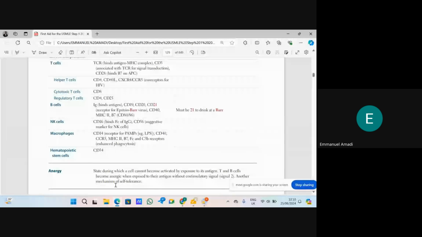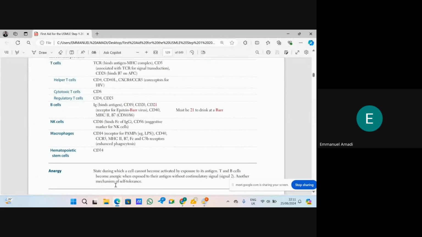Now, when you talk about your natural killer cells, the major surface marker that will tell you that this is a natural killer cell is definitely CD56. That is the important one. CD16 can be seen in other cells, but once you see CD56, it is specific for NK cells. Don't confuse that with CD55, which is the DAF, the one that protects us against complement.